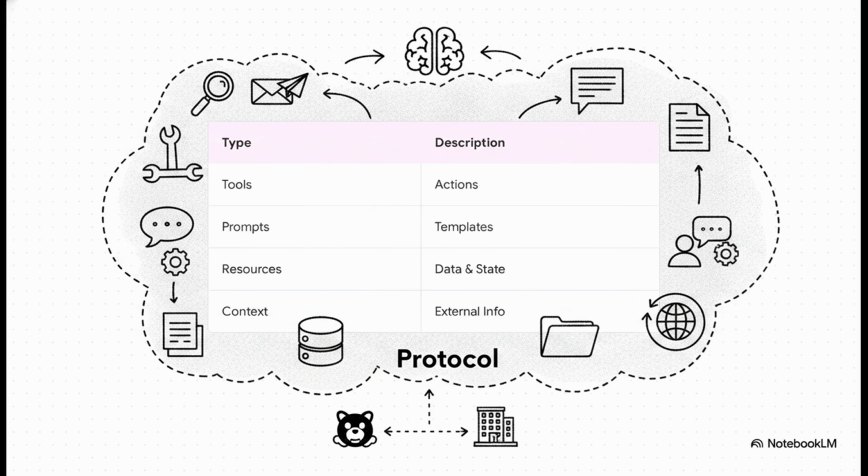First, you've got tools, which are actual actions the model can invoke, like searching a database. Second, prompts, which are reusable templates guiding model behavior. Third, resources, which are pieces of data and state, like a text document. And finally, context, so external info like recent chat history. Together, these 4 elements seamlessly form exactly what the model can see and intelligently use, enforcing a totally consistent schema.